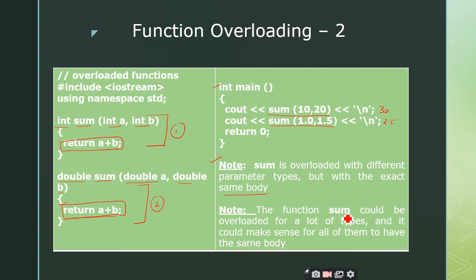And the second point is the sum function could be overloaded for a lot of data types, and it could make sense for all of them to have the same body, right? For example, I want to implement another function like this: int sum of int a comma int b comma int c. Now I am returning the statement like this: return of a plus b plus c. Right. Here also the body of the function remains the same, even though we have three parameters that belong to the integer data type. Right.